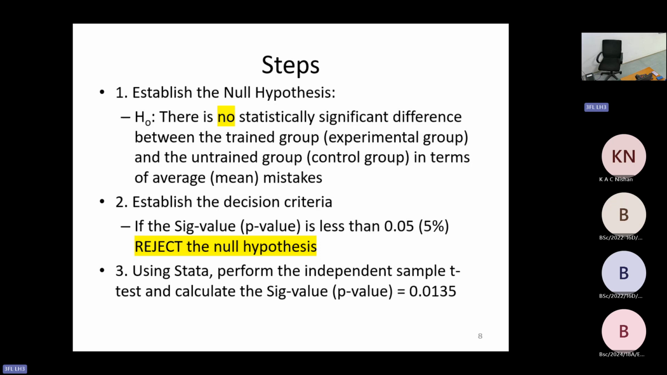If this value is less than 0.05, always reject the null hypothesis. That's the decision criteria that will not change for you. If the sig value or the p value is less than 0.05, reject the null hypothesis. Keep that very well in mind. Take a note of the part: reject.